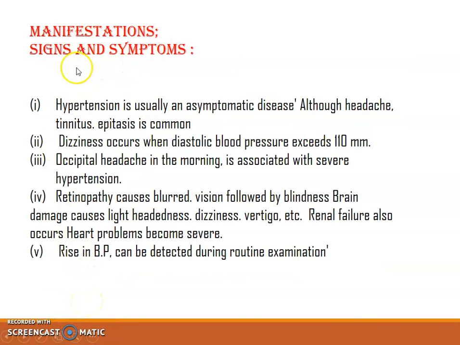Signs and symptoms, that is manifestation. Hypertension is usually an asymptomatic disease, although headache, tinnitus, epistaxis are common. Dizziness occurs when diastolic blood pressure exceeds 110 mmHg. Occipital headache in the morning is associated with severe hypertension. Retinopathy causes blurred vision followed by blindness. Brain damage causes lightheadedness, dizziness, vertigo. Then there is renal failure which also occurs, and heart problems become severe. There is a rise in blood pressure that can be detected during routine examination.